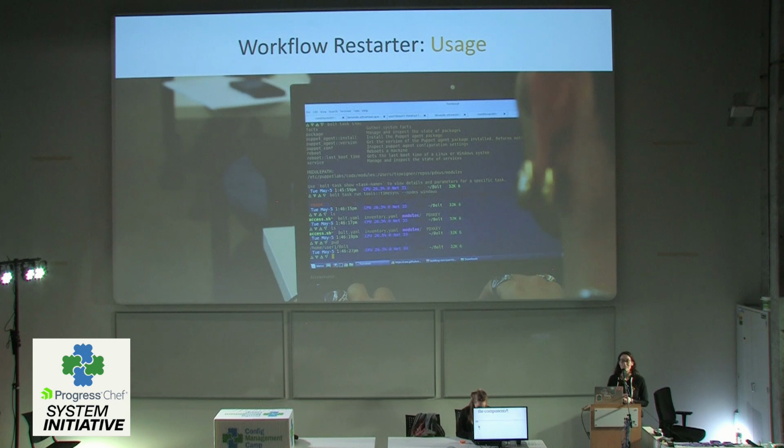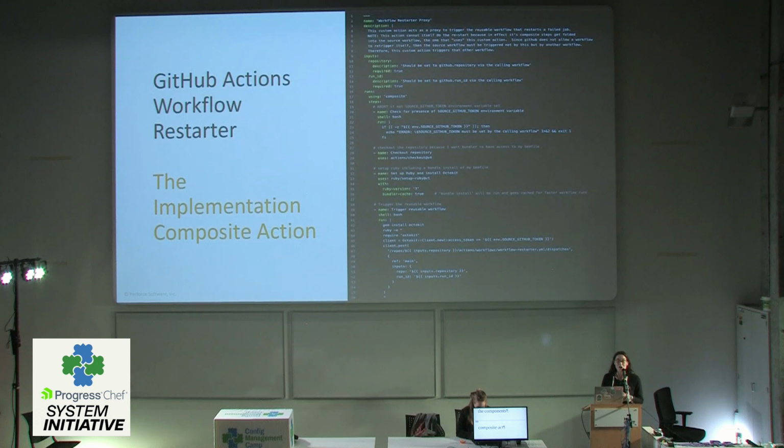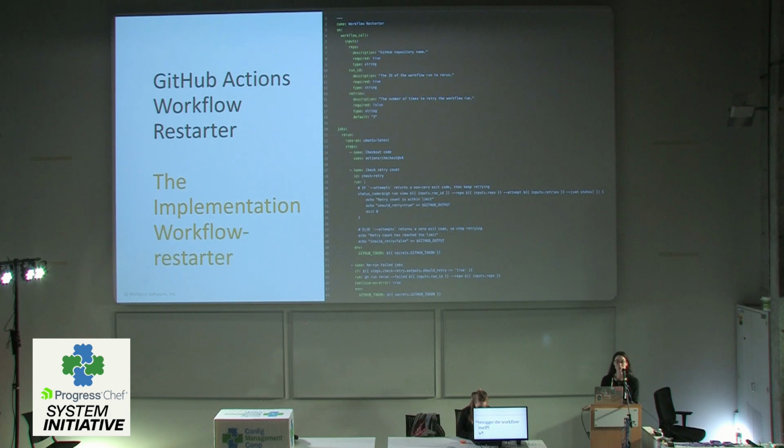So there are a couple of different components to the workflow restarter. As mentioned, we have the composite action, which acts as the proxy. Now, this triggers the reusable workflow in the source repository. However, it doesn't re-trigger the workflow itself. So here it sits in the calling repository and it will trigger the workflow restarter within the source repository.